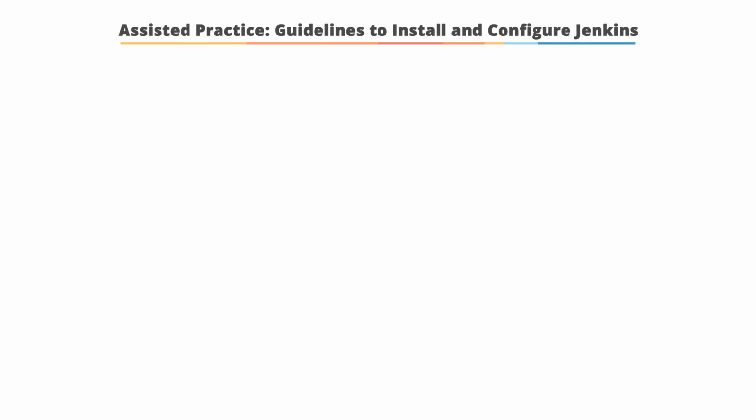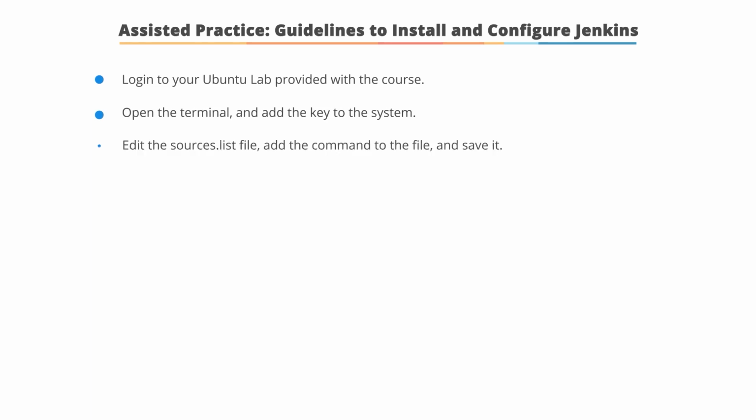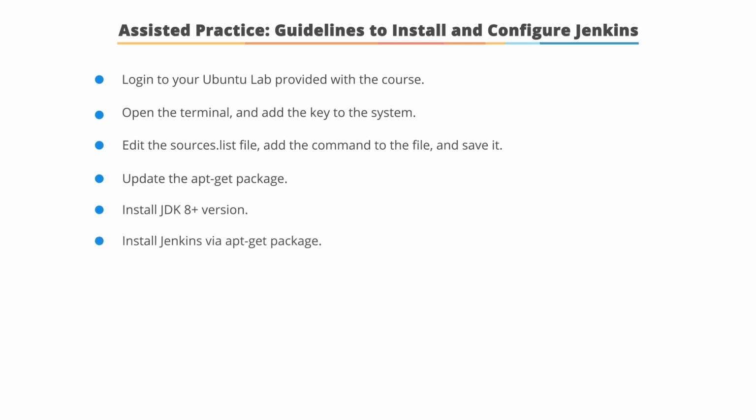Let's recap the important steps. Assisted practice, guidelines to install and configure Jenkins. Log into the Ubuntu Lab provided with the course. Open the terminal and execute the command available in the lab document 3.1 to add the key to the system. Edit the sources.list file, add the command to the file, and then save it. Update the apt-get package. Install JDK 8+ version.